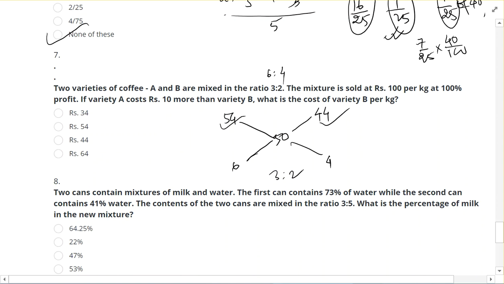And when mixed, it is 50 rupees per kg, no problem. Sold at 100% profit, so 100 rupees per kg. And the 10 rupee difference, everything is confirmed from the question. What is the cost of variety B per kg? 44.